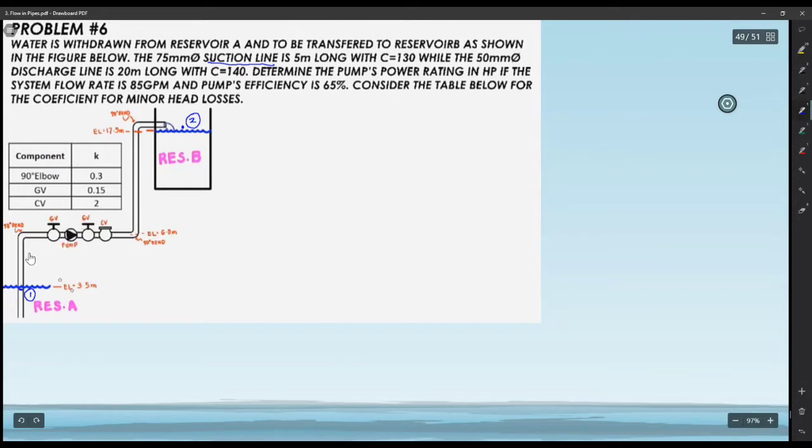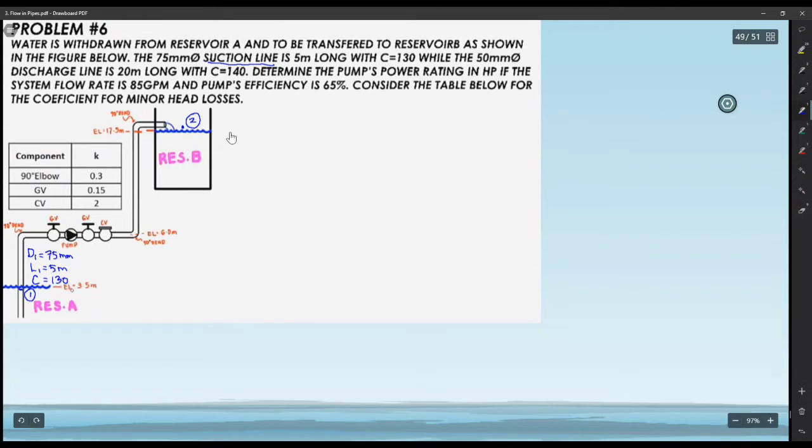Okay, so unahin natin dito sa point 1. Again, yung diameter, i-denote ko na lang siya as D sub 1. So, ang diameter ng pipe natin dito is 75 millimeter. Okay? And yung length ng pipe mo, i-denote ko siya as L sub 1. So, that is 5 meter long. So, from this point hanggang dito sa pipe na to. And then, yung ating Hazen-Williams coefficient, so, that is given by 130.